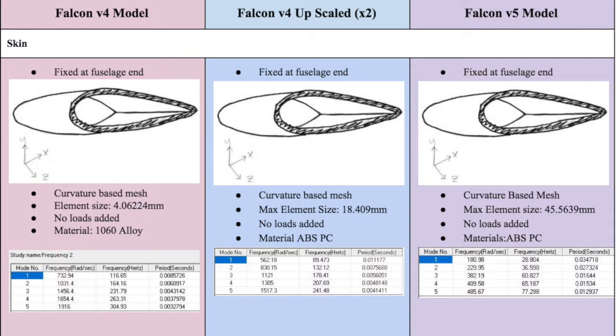A modal analysis was performed on the skin, the fixed-end rib, a standard rib, and the spar and fixed-end rib together. Curvature-based meshes were used for all of the analyses and no external loads were applied. For the analysis of the skin, the part was fixed at the fuselage end. The element sizes increased with each iteration, while the modal frequencies decreased.